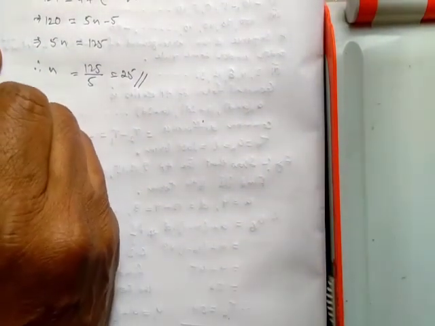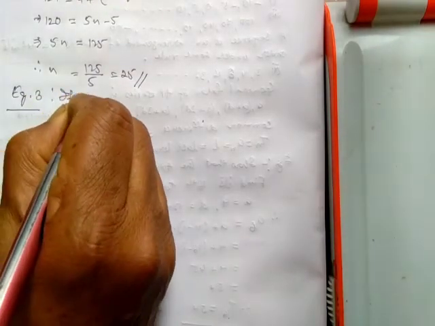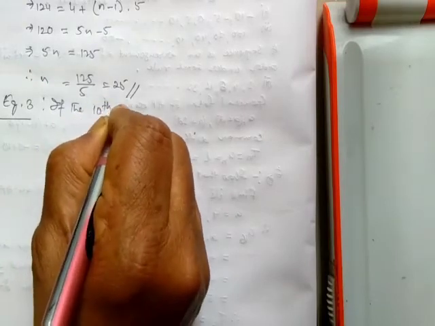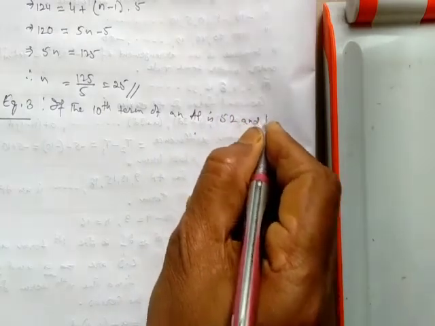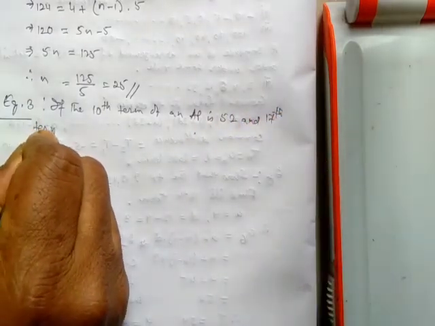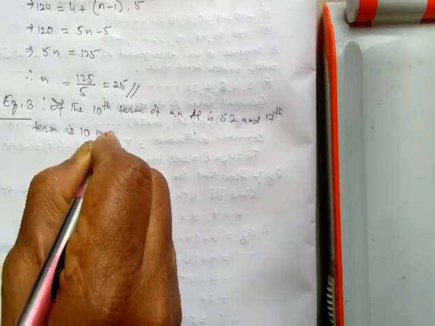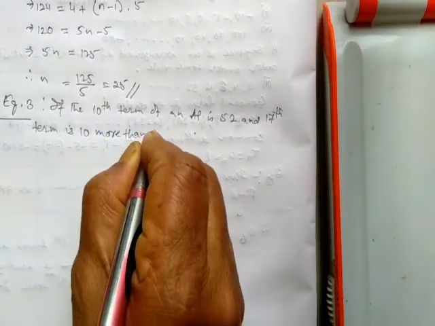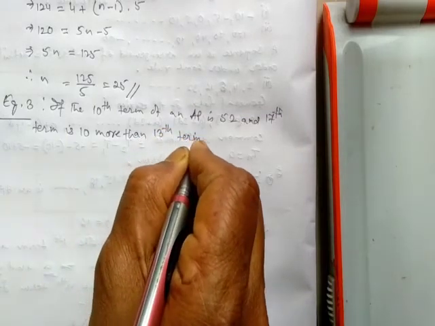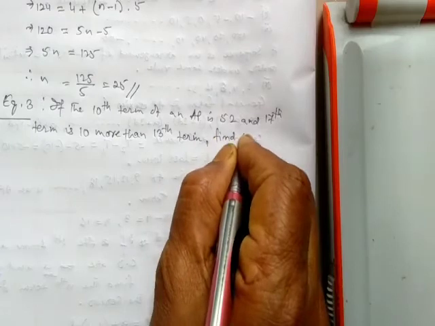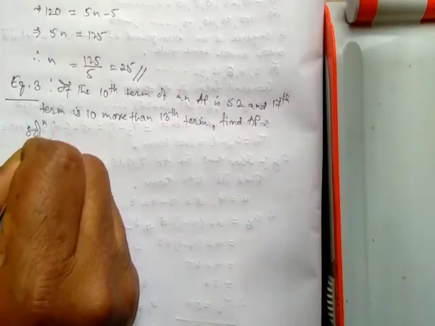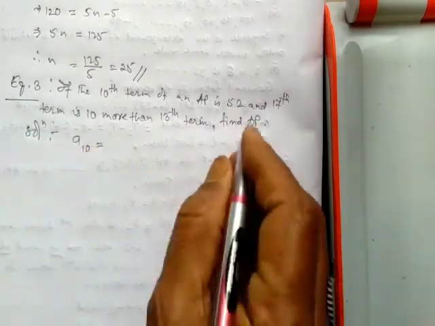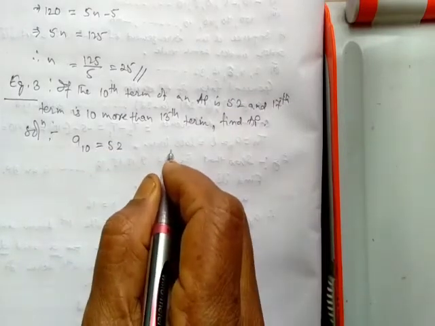Next example, example number 3. If the 10th term of an AP is 52 and the 17th term is 10 more than the 13th term, find the AP. Solution. a10 is equal to 52.